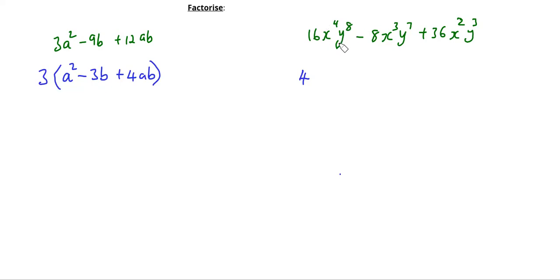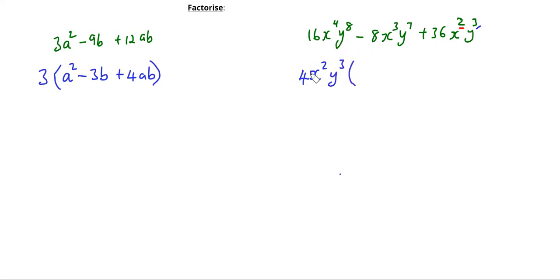Okay, what about in terms of x? Do we see x throughout? Yes, we see x throughout. So we're going to take the lowest order here, which is 2. Power of 2. So we're going to take x squared there. What about in terms of y? The lowest one is 3. So it's going to be y cubed, because we can see that y is found throughout.